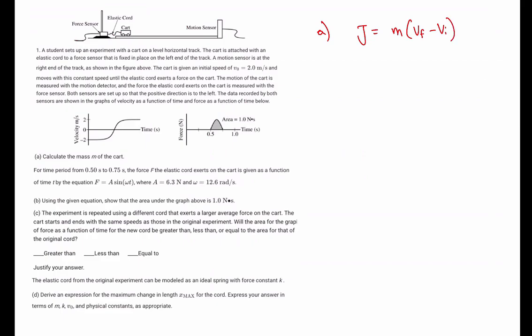Now, the impulse, there are a few ways we can find it: from the force times delta t if we have a constant force, or, since we have the force versus time graph, the impulse is equal to the area, and the area is 1 Newton second. The mass is unknown, and carefully, the v final is 2 minus the v initial, which is -2, so minus minus 2, so 1 is equal to m times 4, and this means that the mass is 1/4, or 0.25 kilograms.